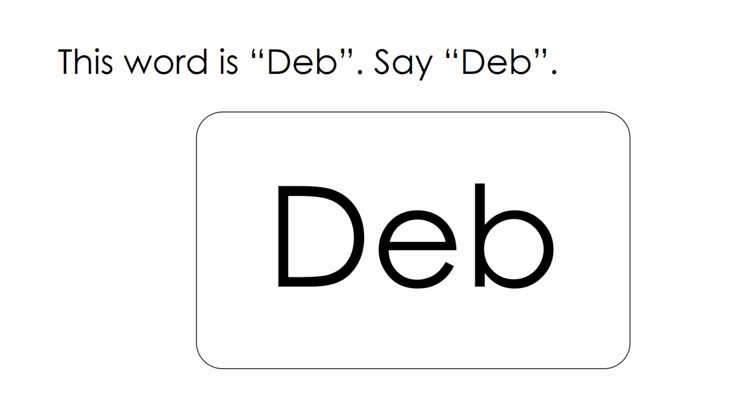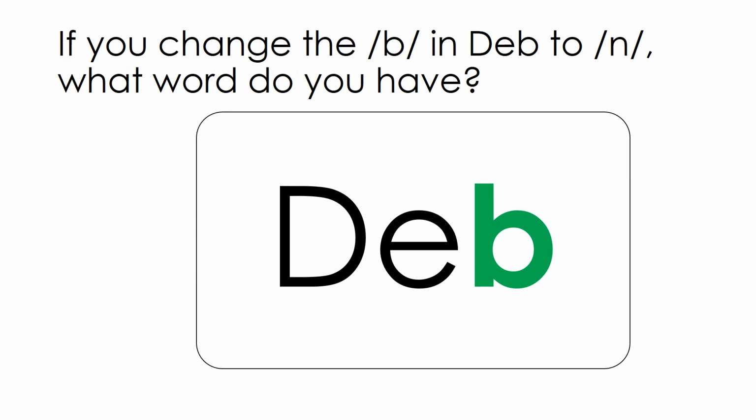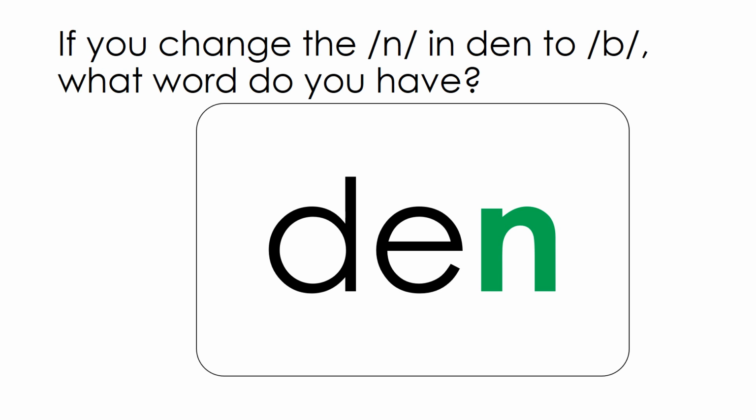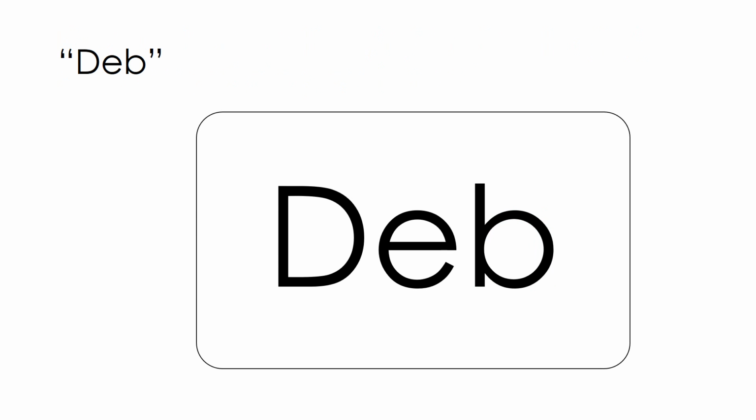This word is Deb. Say Deb. If you change the B in Deb to N, what word do you have? Den. If you change the N in Den to B, what word do you have? Deb.